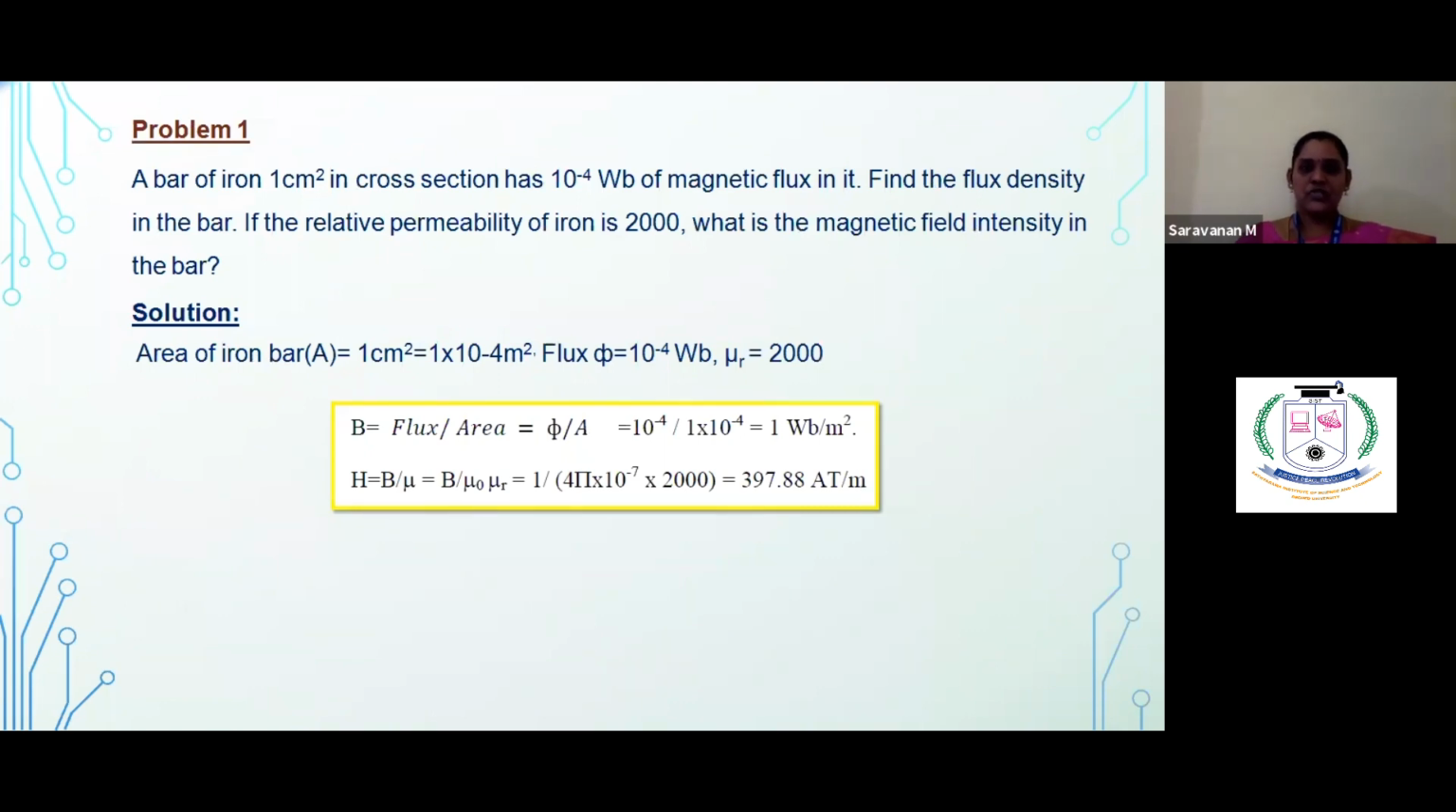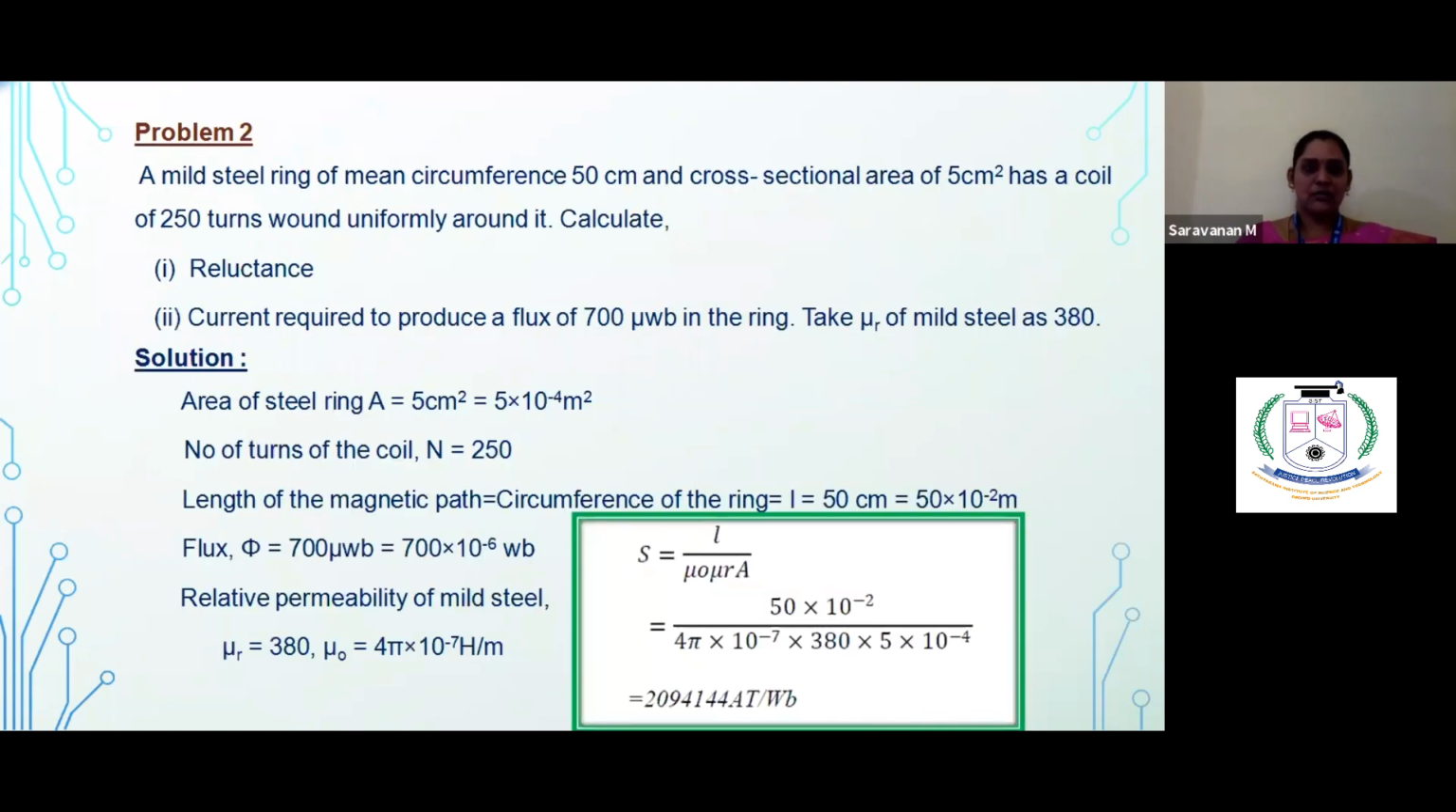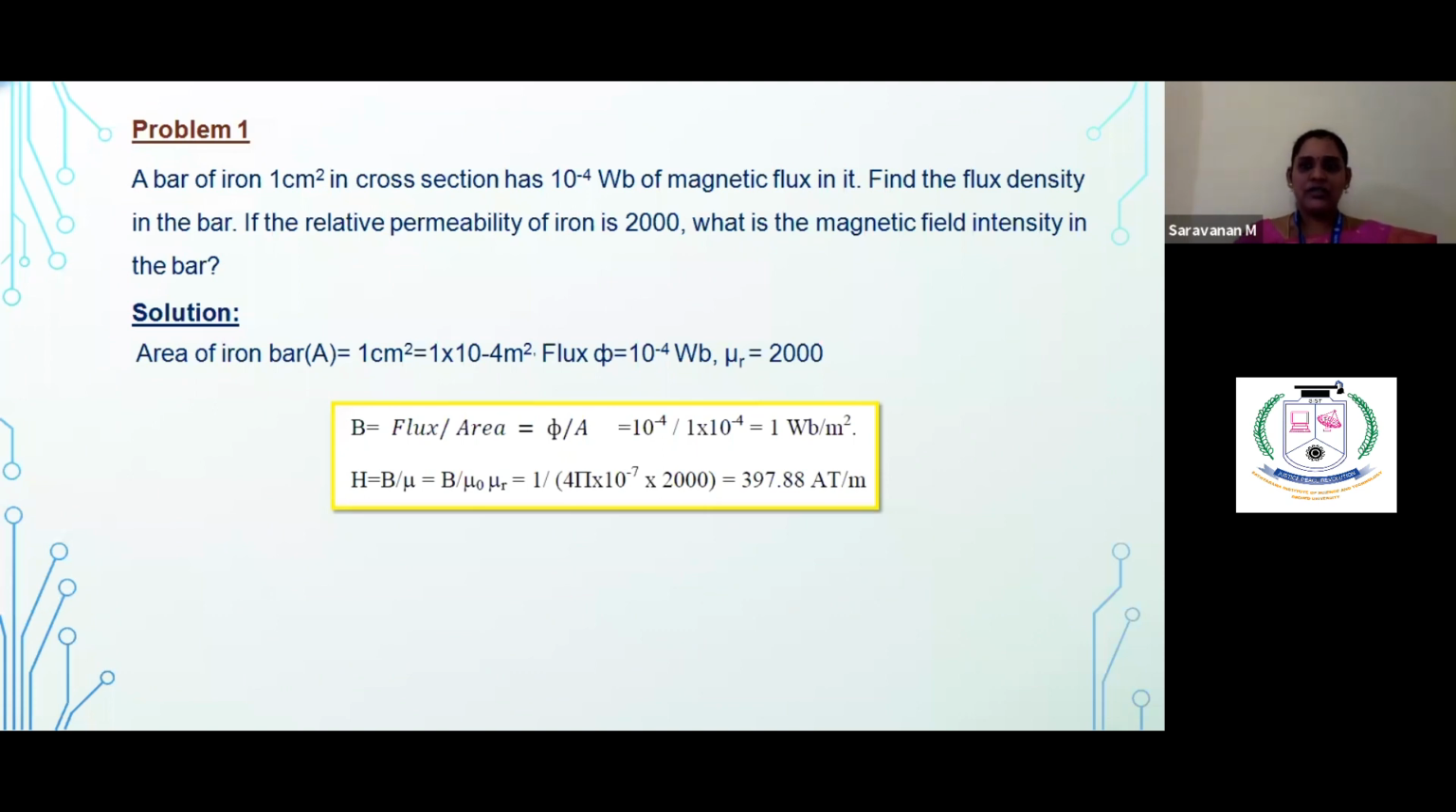A few problems have been highlighted in the PPT. These are the problems asked in your university questions as well as in your assessment tests. These same or similar problems have been repeated. So listen to this problem. A bar of iron 1 centimeter square in cross section has a magnetic flux of 10 to the power of -4 Weber in it. Find the magnetic flux density of the bar if the relative permeability of the iron is 2000, and what is its magnetic field intensity?